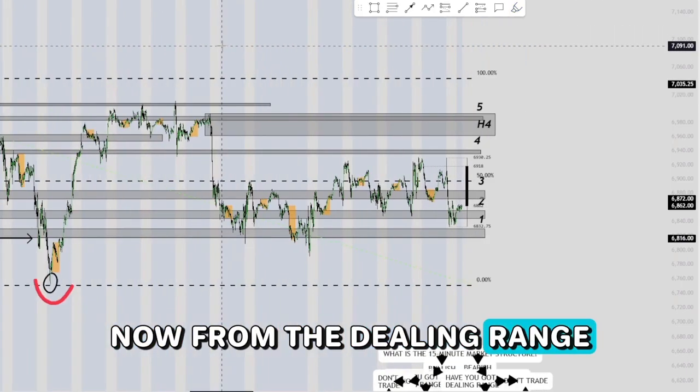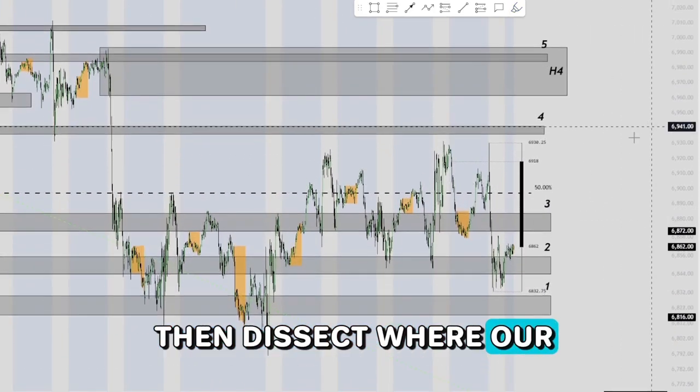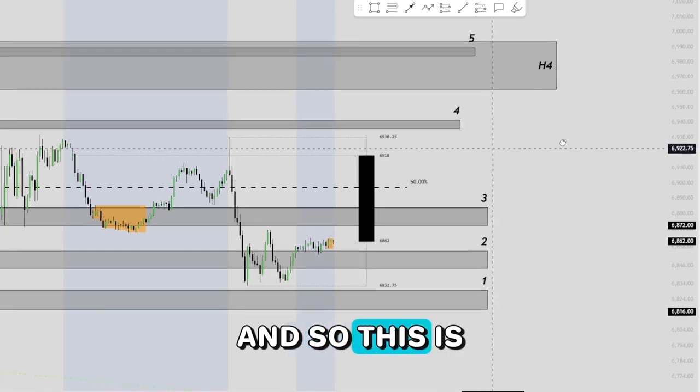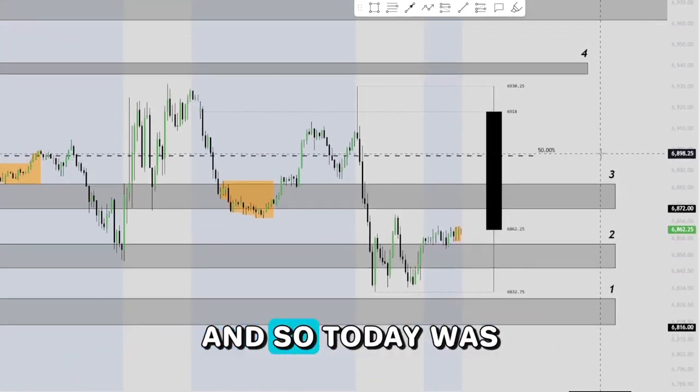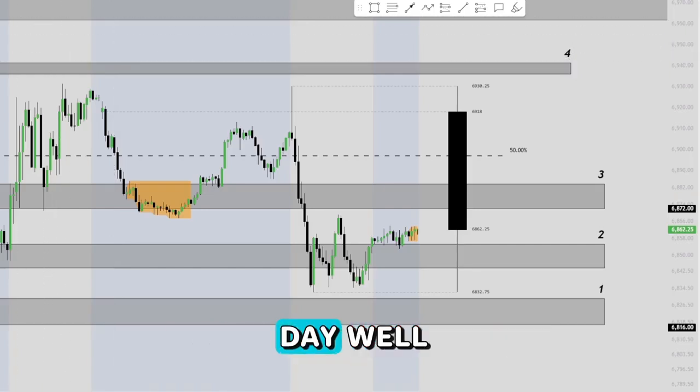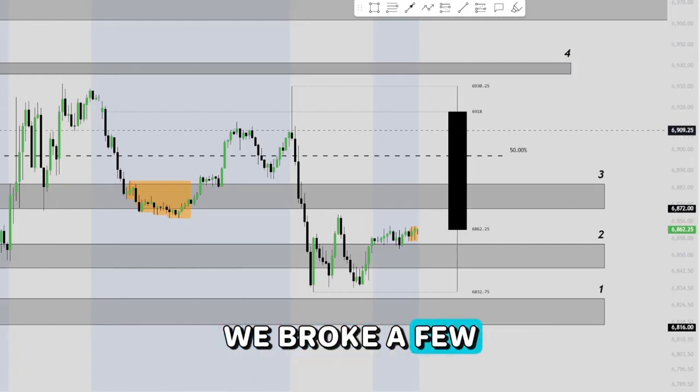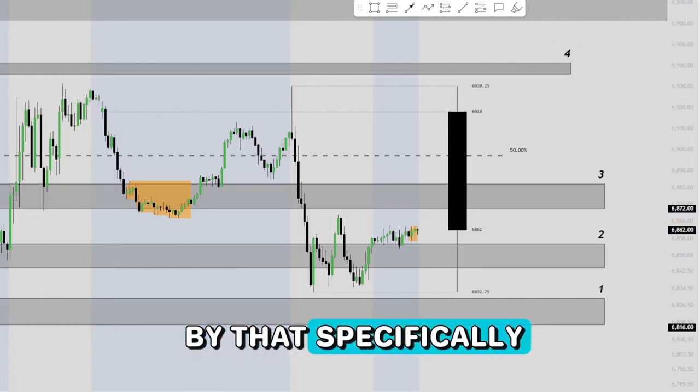Now, from the dealing range, we can begin to dissect where our key levels are. This is a very common question I get: how do I find my key levels? Today was an interesting sort of day where we broke a few rules. And so what I mean by that specifically.